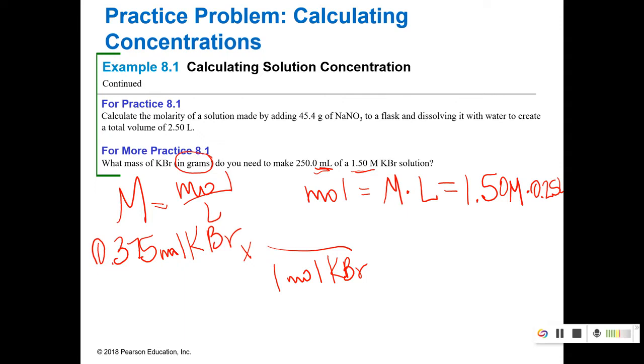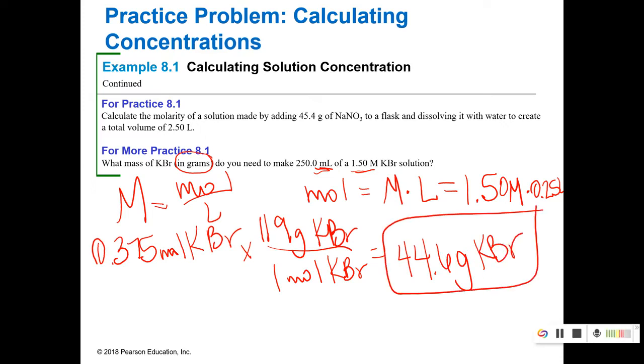Our mass, I think, was 119. Scroll up in my calculator. Yep, 119. I get 44.6 grams. So it's just a matter of doing some algebra with that equation and then solving for what it's asking for.